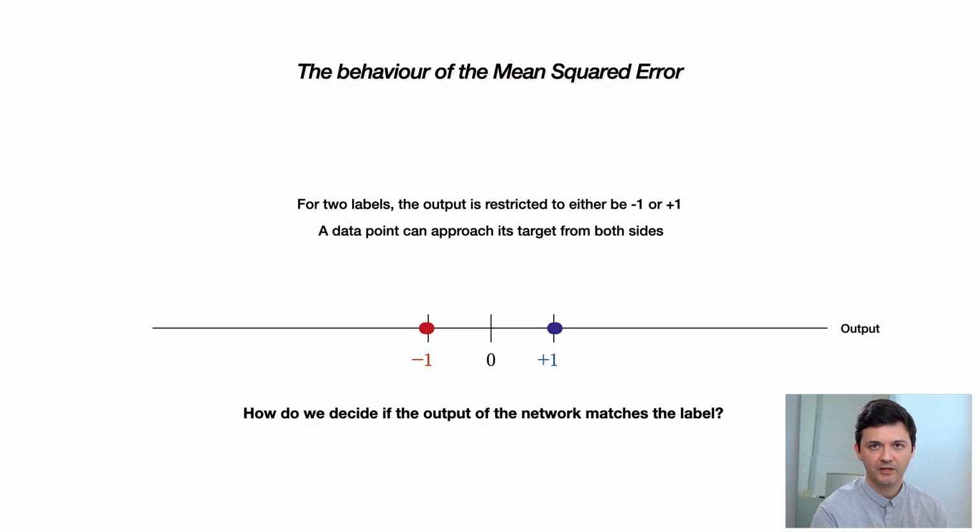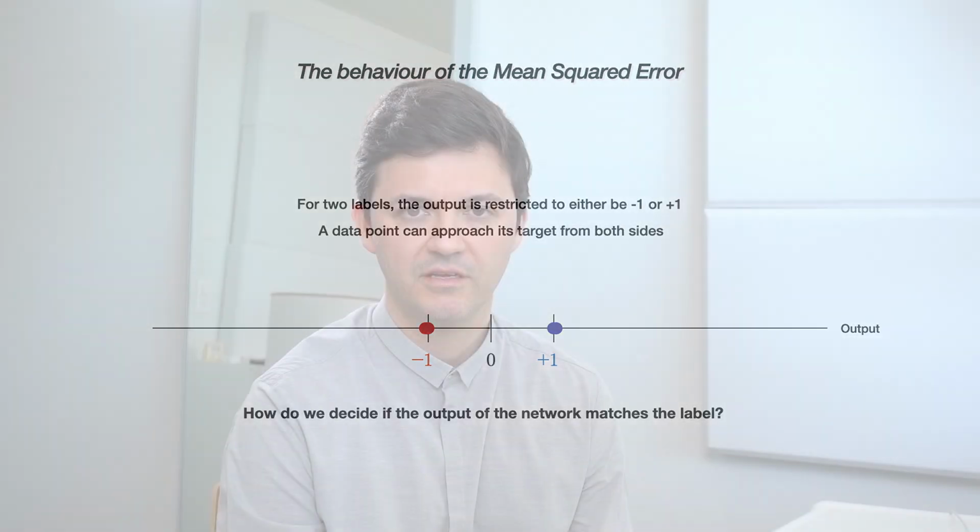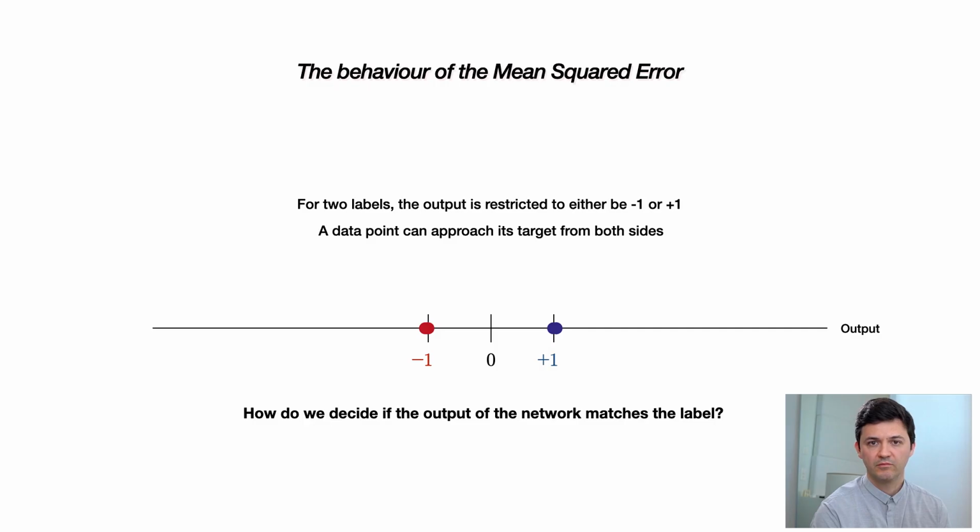So the crucial question actually to ask here is, how do we actually decide if the output of our network matches the label? As you have seen in our example, an output can come very close to the label, but the question is, at what point do we decide that the output is actually equal to the label? Well, what we might try to do is make some kind of region around both -1 and around +1, and then say if the distance between the output and the label is less than a certain threshold, then we decide that the actual output is a blue point or a red point.